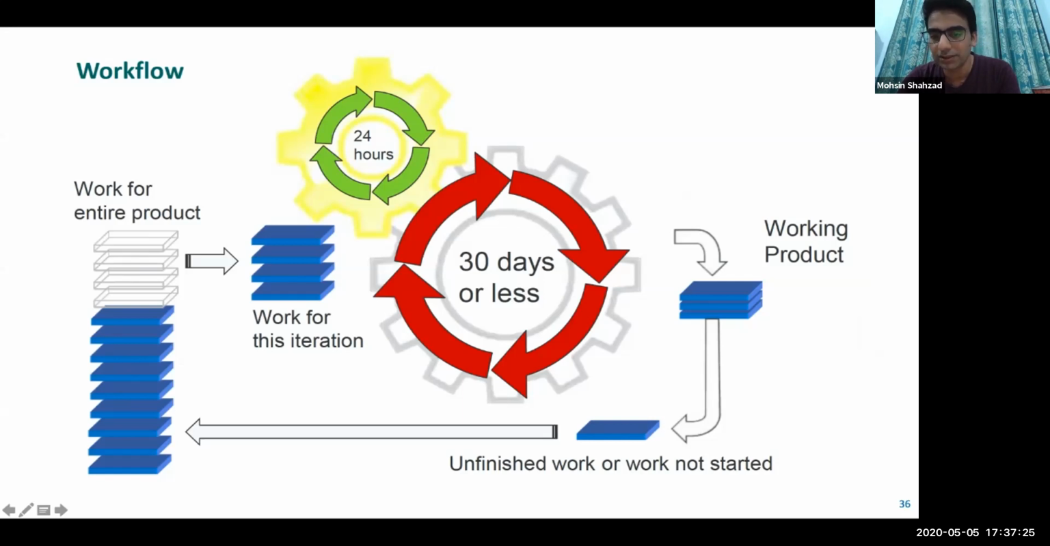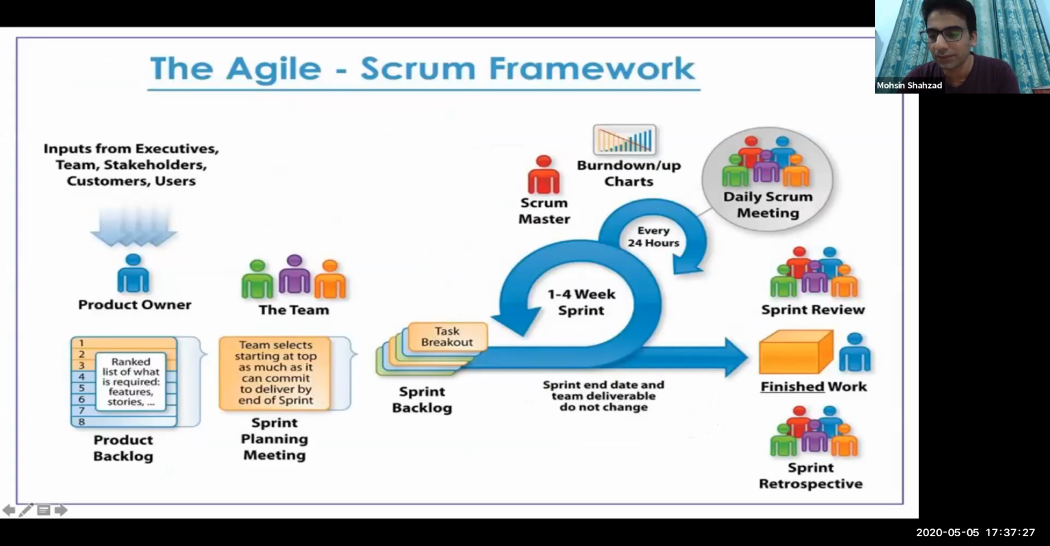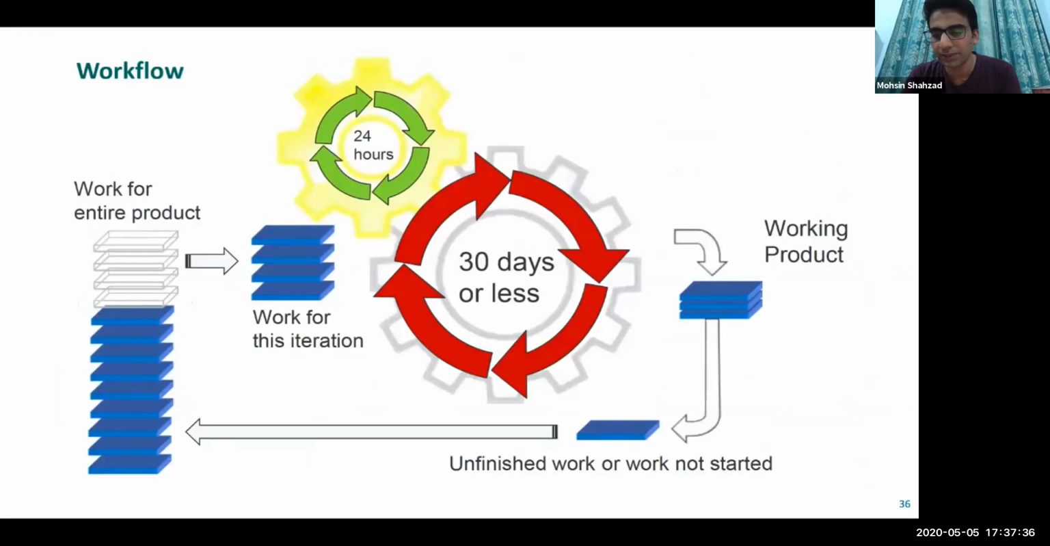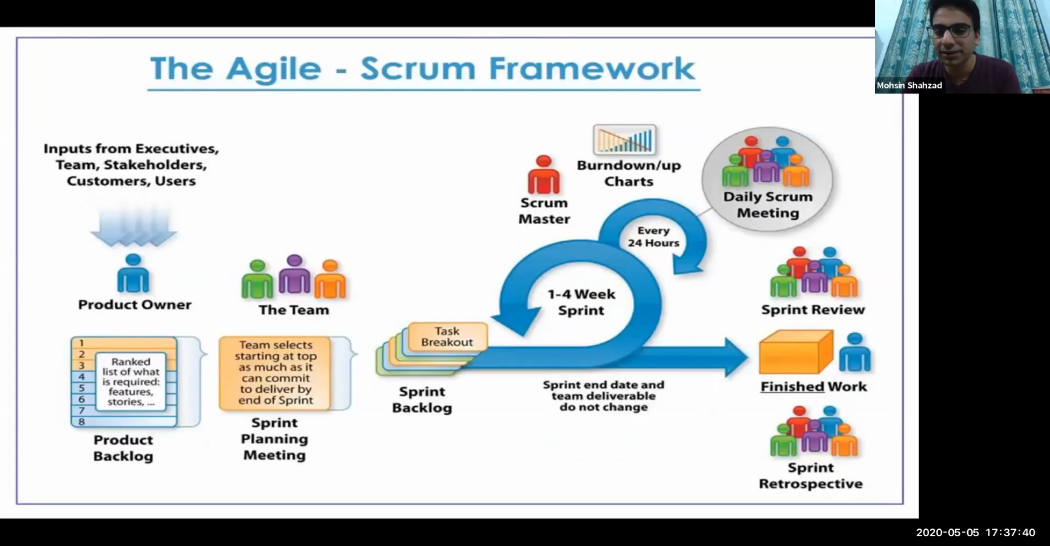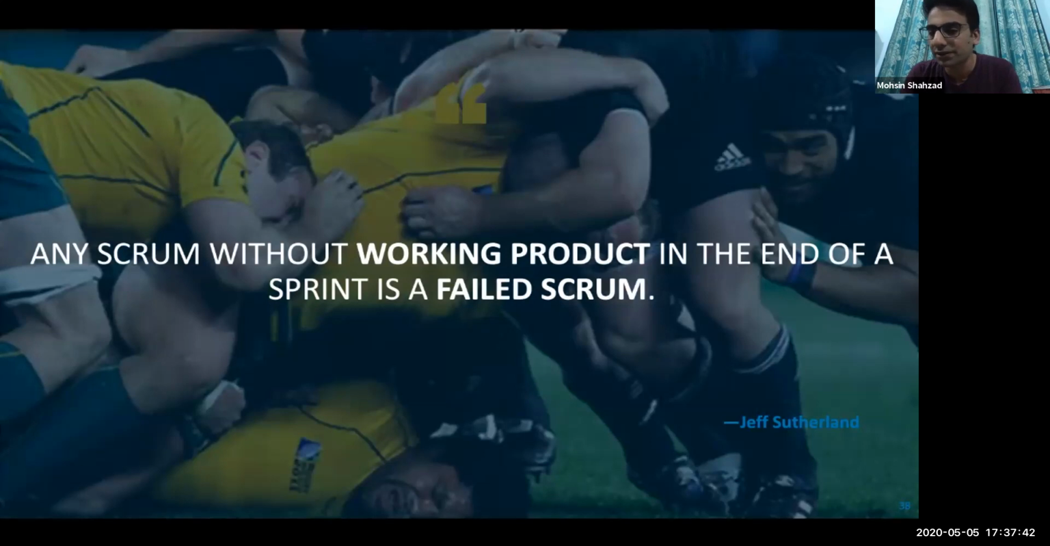And in technical terms, this is the framework. I'm not going into detail, because this is more of a layman's term definition. So that's the whole framework so far. And any Scrum without a working product at the end of a sprint is failed Scrum. At the end of the execution of any sprint, if you don't have any increment, even a small one, that is okay. But if you don't have any increment, that is a failed sprint, failed Scrum.